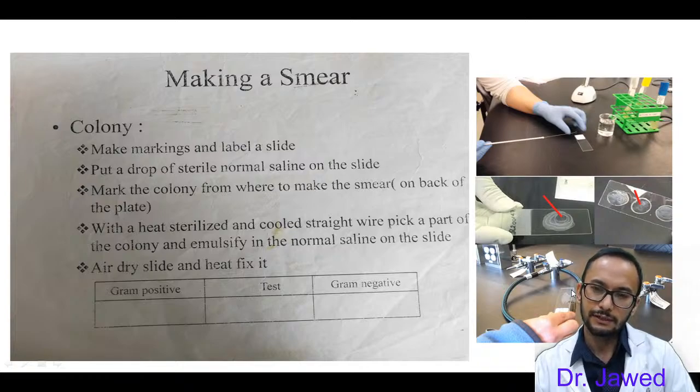There are different methods of fixing the organism. The main purpose is to fix the organism on the slide, and fixation also retains the morphology of the organism, so we have to fix it before starting the stain. There are chemical methods and physical methods. We are using physical methods.